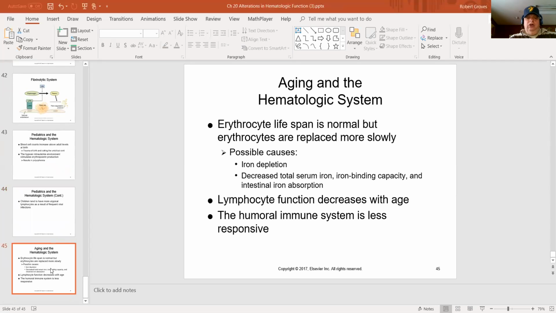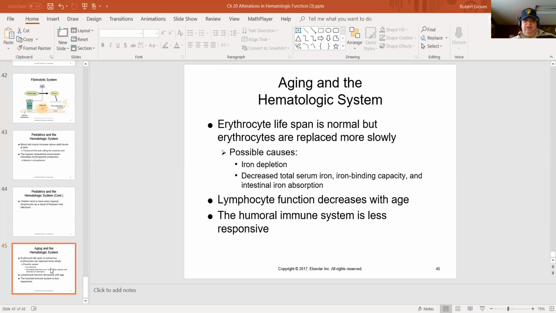In older adults, the lifespan of erythrocytes remains steady, but the production to replace them after bleeding usually decreases. And that production decrease is usually linked to iron levels. Either the iron level is inadequate because there's been inadequate absorption from the intestines due to motility issues, or there's an alteration in one's ability to achieve iron binding.